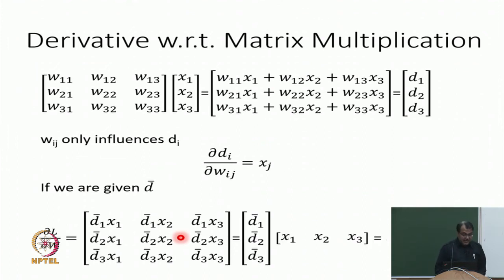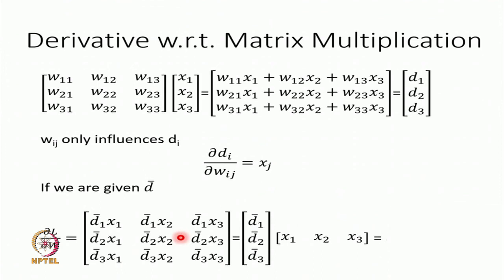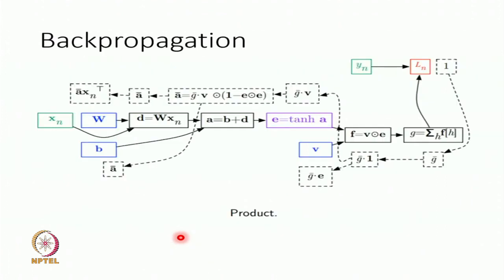So basically that means that I can think of it as a multiplication between the vector d bar and the transpose of the vector x. This is sometimes also called the outer product. And when I do this, that's the final term. So d bar x transpose is the derivative of loss with respect to w. Therefore, the derivative with respect to w when I backpropagate would be d bar x transpose.